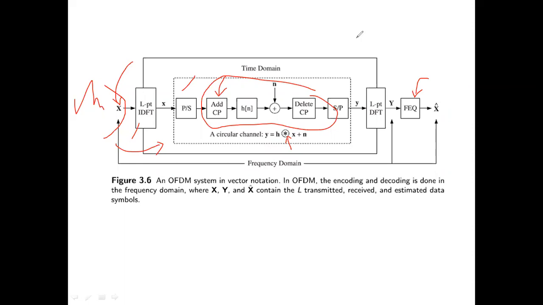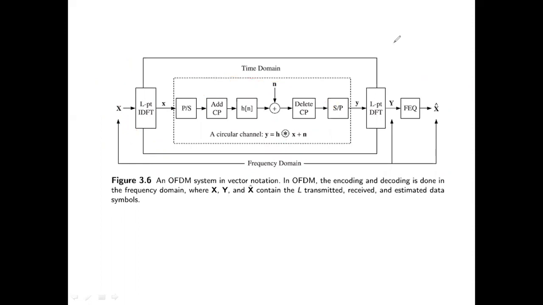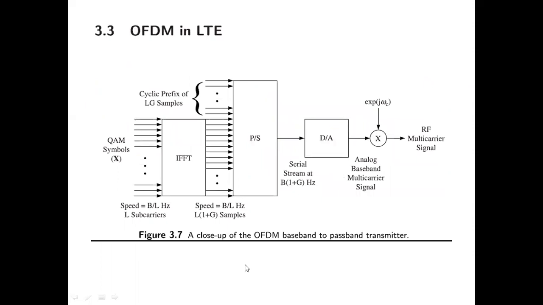Let me clear all the drawings and continue now. Let's go into the terminology. Actually, this is a close-up of the OFDM passband transmitter. You have your symbols here. What are the symbols, by the way? If you have combined 2 bits at a time, then the actual symbol is 4-PSK. If you have combined 4 bits at a time, then your symbol is 16-QAM. So that's what your symbol is.